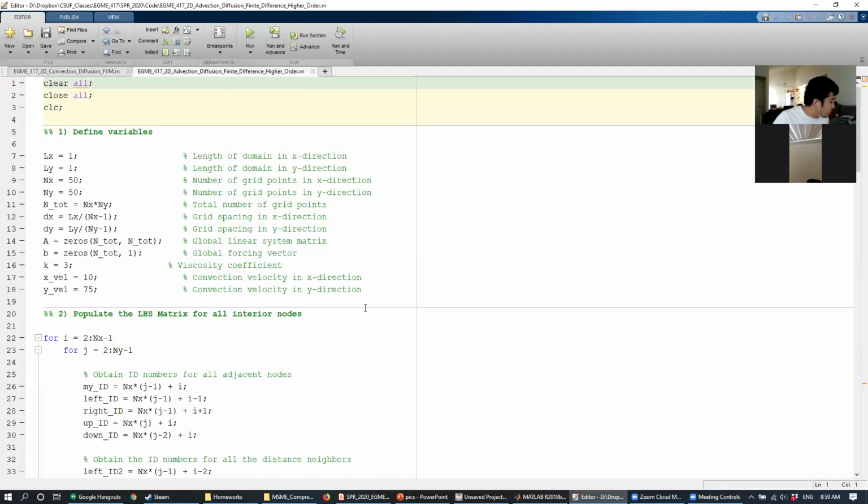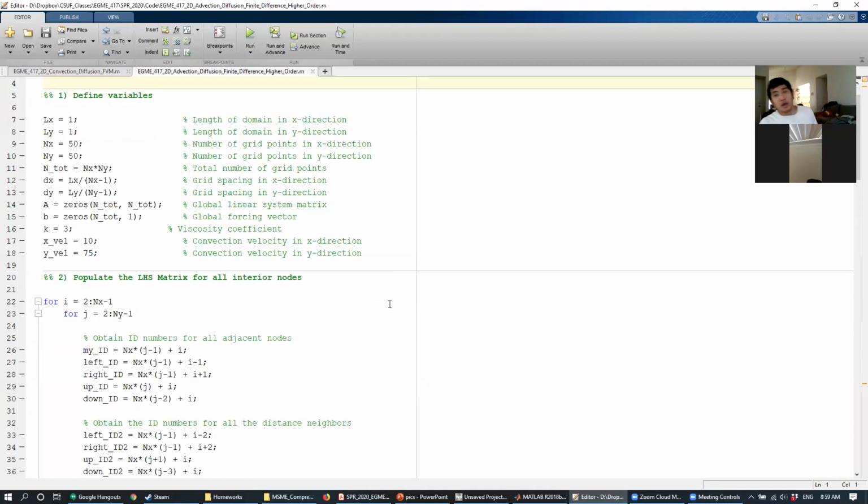So now let's take a look at the example that I've posted. Just like before, we have section 1 of the code, which comprises all the parameter values. We define the length of the domain. I'm using different coefficients here because this is the example that I've posted in the lecture notes. For this one I have a diffusion coefficient of 3, and my x and y velocities are 10 and 75 respectively.